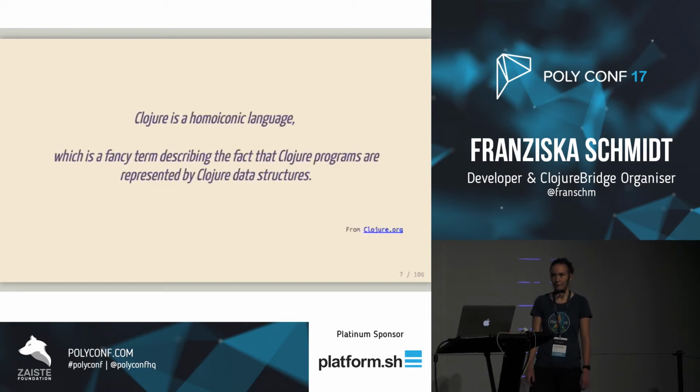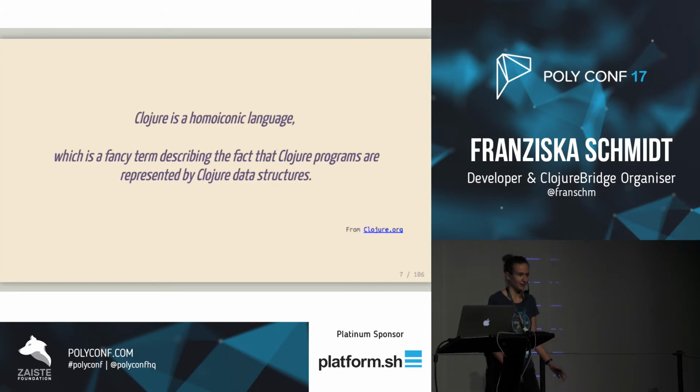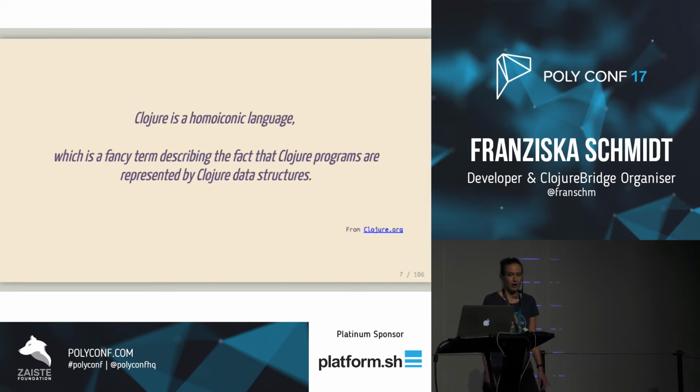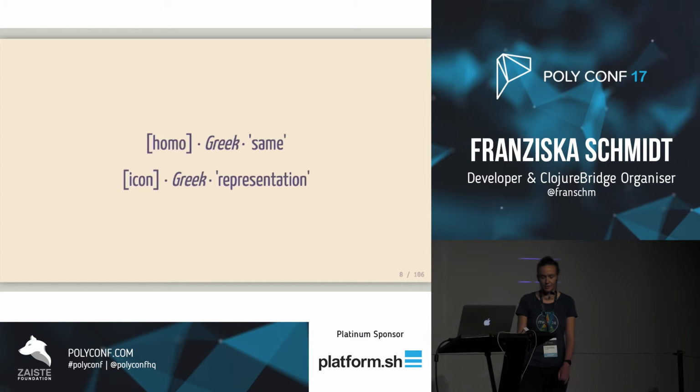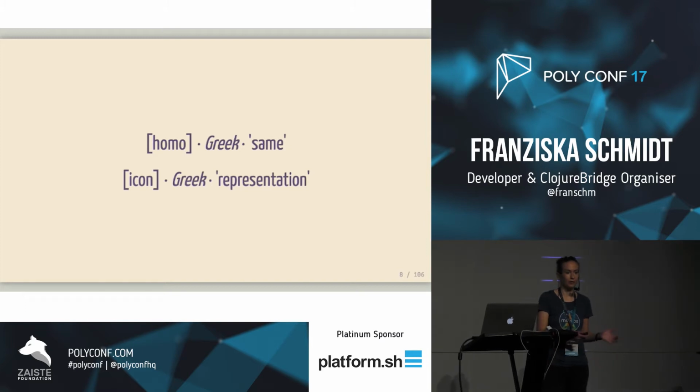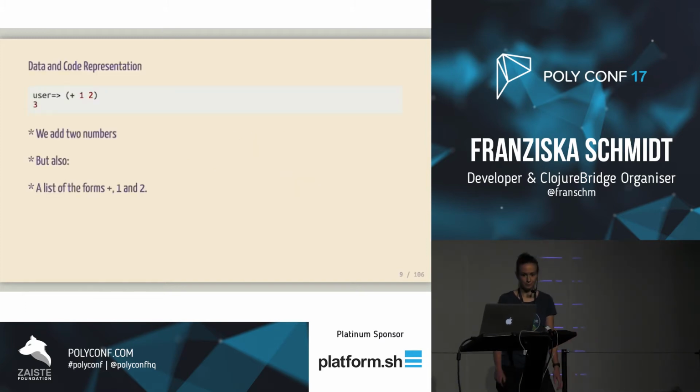If we go to clojure.org, which is an introduction site about Clojure and has all the docs, it says there: Clojure is a homoiconic language, which is a fancy term describing the fact that Clojure programs are represented by Clojure data structures. That dual representation is the concept that I really want you to keep in mind throughout this talk. The term itself references this dual representation. Homo comes from Greek for same, and icon comes from Greek for representation. So again, we have code and data being represented as the same types.